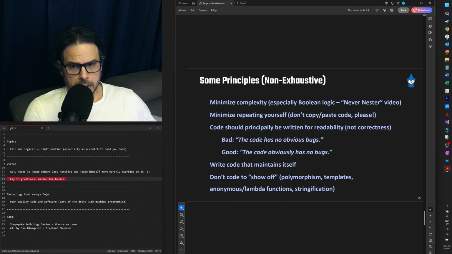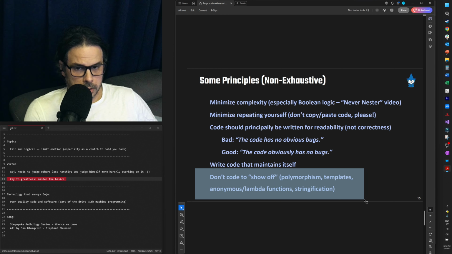And keep in mind, I'm not saying that you shouldn't use these things, that you can't do polymorphism or templates or anonymous or lambda functions, stringization, stringification, whatever the heck we want to call it. If you don't know what this is, that's good. You shouldn't. But all of these things are extremely powerful, and sometimes they have a good place. They're useful, but I think they shouldn't be something that you go to right out of the gate.